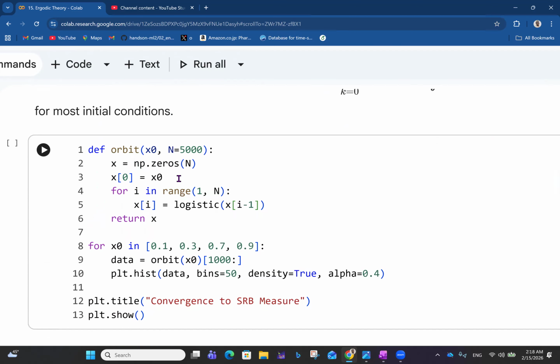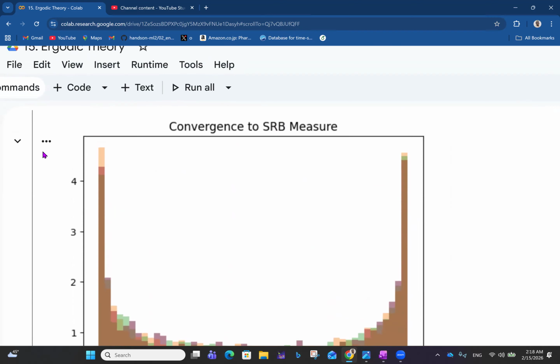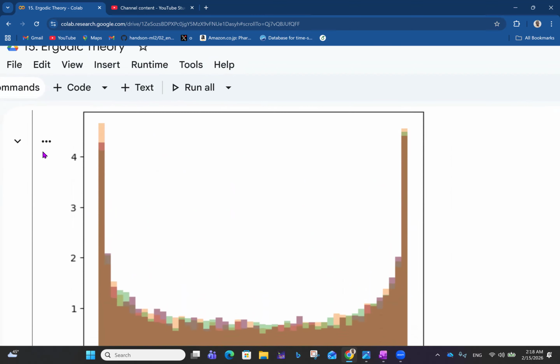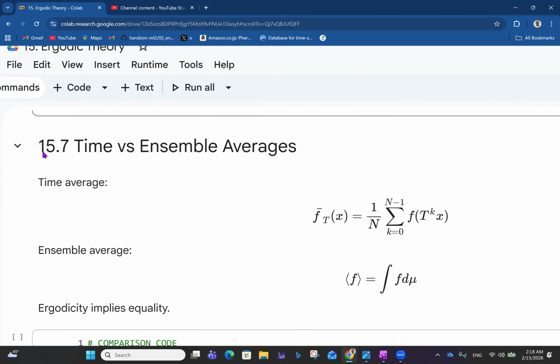So here we define an orbit with the initial condition, and we have 5,000 iterations, and x is zeros. So x of 0 is x naught, and we define the logistic. x_i is logistic of x_{i-1}, and we return this. So we do this for different initial conditions, 0.1, 0.3, and so on and so forth. Then we see the convergence to the SRB measure when we run this code, and this is what we have for that. Okay, I think it bears a bit of resemblance with what we saw the other time, when we started out.